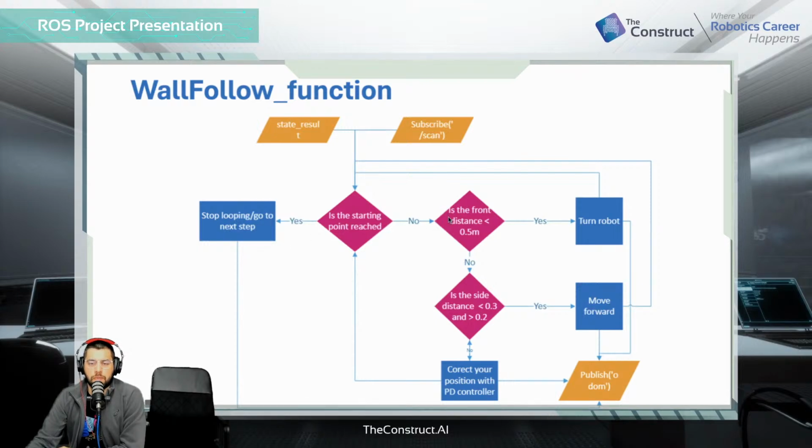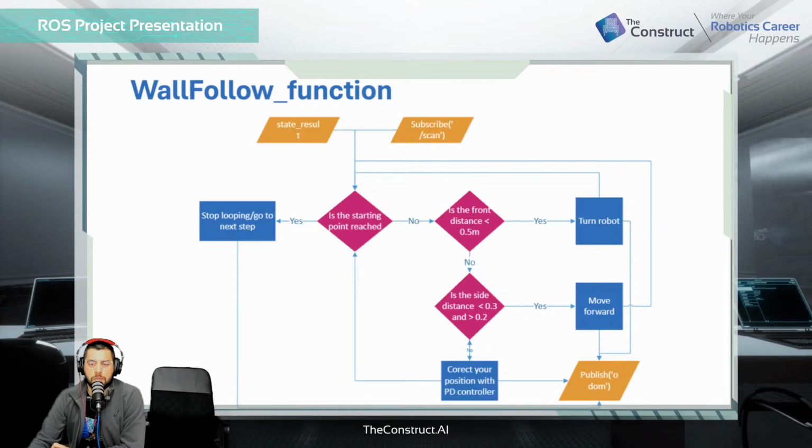Otherwise, the robot would check if the front distance is less or more than 0.5. If it is less than 0.5, it means that we are nearby a corner and we have to turn. We don't have to move forward. So it turns. Otherwise, it makes a decision here: it checks whether it is between 0.3 and 0.2 meter from the nearby wall. If yes, it moves forward. Otherwise, the PD controller will just correct the position.